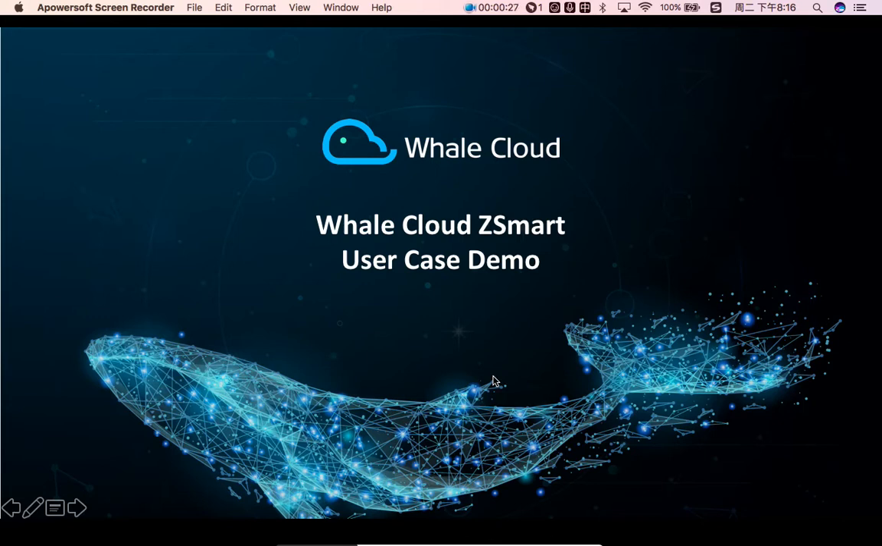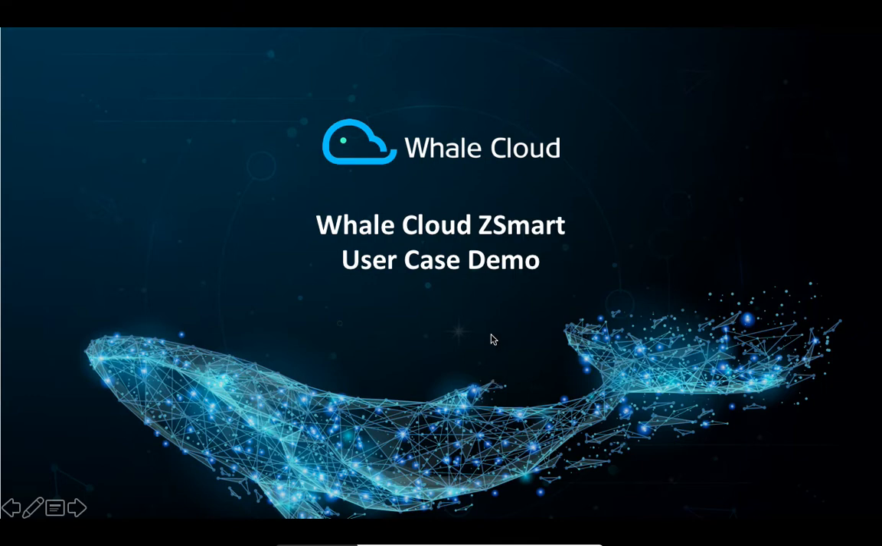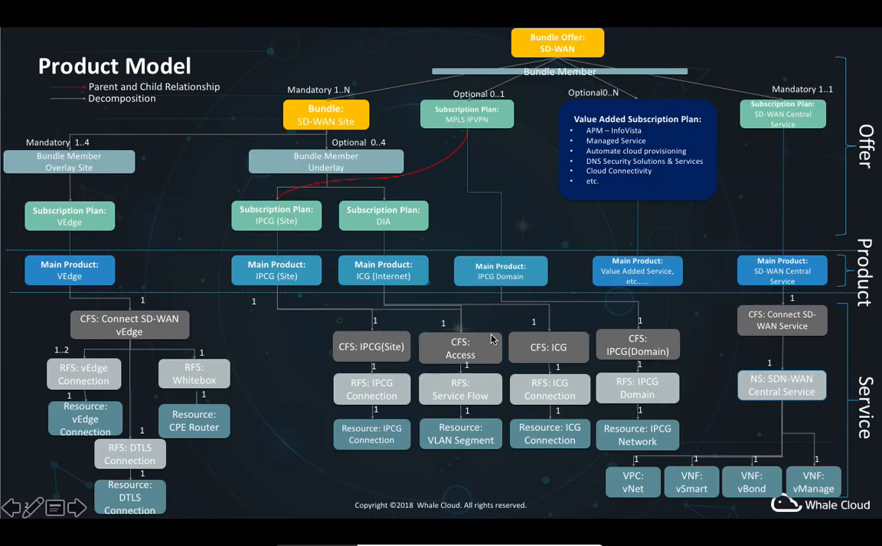Before we start the real demonstration, I'd like to introduce the product model. Here is an example of the SD1 bundle. You can see the model is divided into 3 layers. The service layer is for the CFS and IFS and the relevant resources. The middle layer is the product layer, which includes the main product and the related product. All the products will be maintained in the OSS system and synchronized to BSS.